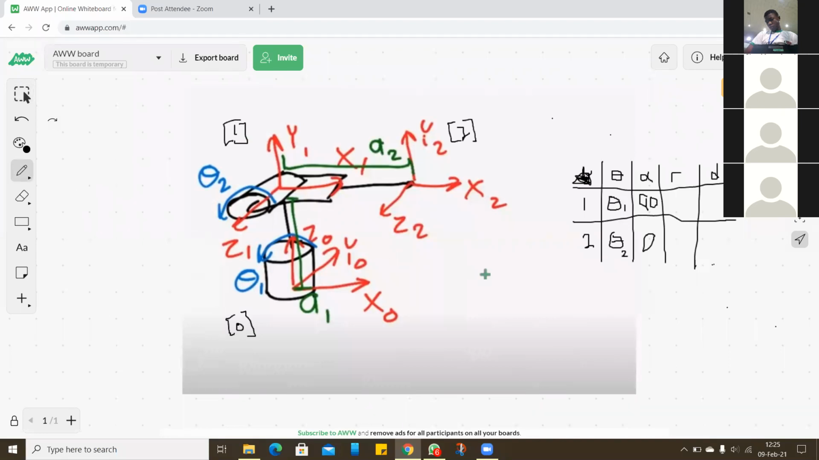If they say xn, what's our xn? It is x1. Assuming they said xn minus 1, if r is the displacement along xn minus 1, then it would have been x0. But they said r is the displacement along xn, so our xn is definitely x1.